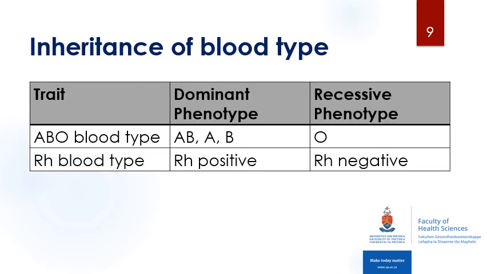If we look at the inheritance of blood types, in the ABO system, the A and B phenotypes are the dominant phenotypes, whereas the O phenotype is the recessive phenotype. In the Rh system, Rh positive is the dominant phenotype, whereas Rh negative is the recessive phenotype.